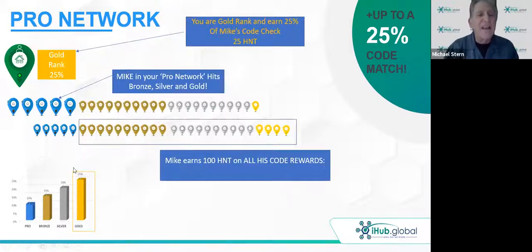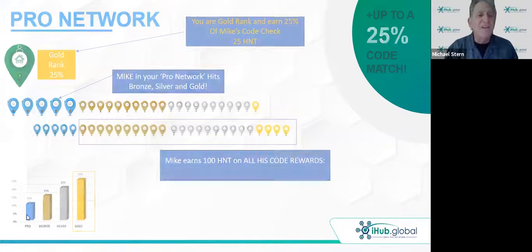Now let's just say that you hadn't built to gold. Let's say that you're still working on your pro team. Then if you brought in Mike's on your pro team and he got 100 tokens, you would get 10% of that. You would get 10 of those tokens.